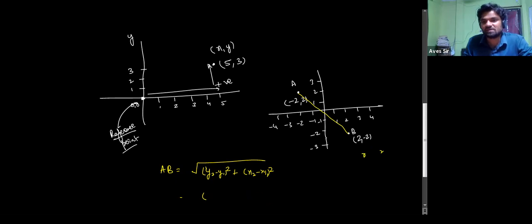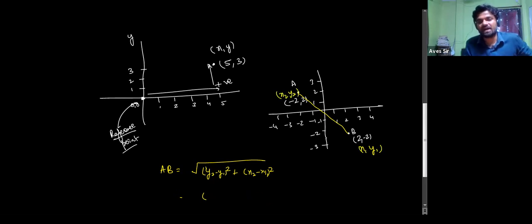If you are considering this one x1, then the y1 should be considered. It might not be considered as y2. If I'm considering this one as x1, then this must be y1. If I'm considering this one as x2, then the other coordinate must be y2. You cannot consider it as y1. So this is simple. You can consider any one of the coordinates as x1 and y1, and this one you can consider as x2 and y2.